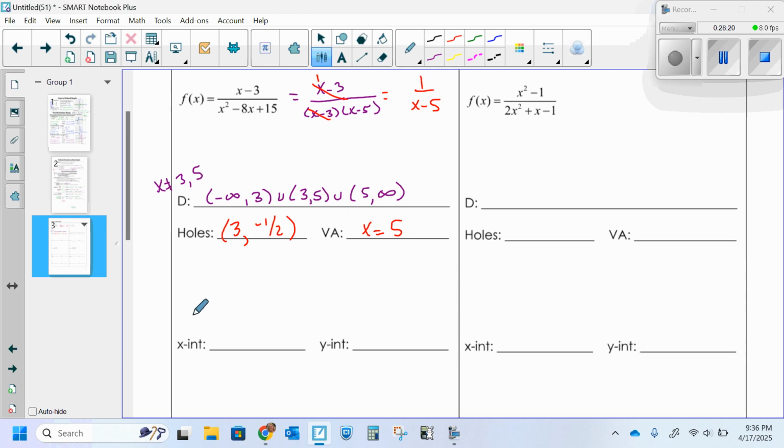X-intercepts. Notice that's 1 over x minus 5. There's no variable in the top, so this one doesn't have one. Y-intercept, doesn't matter, simplified or the other. Negative 3 over 15 is going to be a negative 1/5.